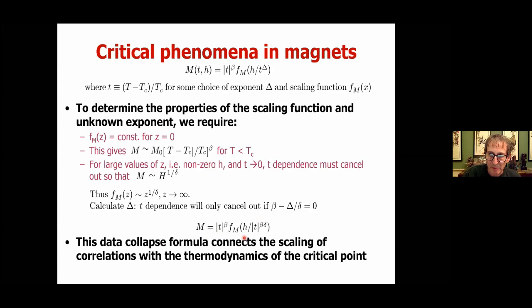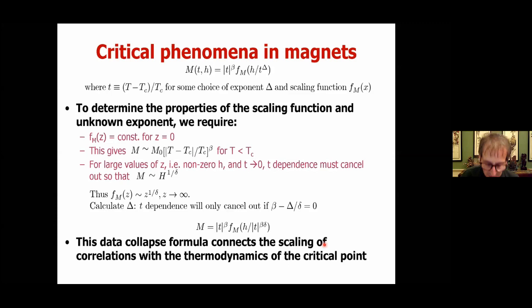This data collapse formula also connects the scaling of correlations with the thermodynamics of the critical point. I'm not going to go into great detail about this because I don't have time, but it's described in my book if you're interested. Here we're talking about the thermodynamics of the critical point, the magnetization and so on, which are derivatives of the free energy. But it turns out that this exponent delta also is related to the scaling of spatial correlations. And so this formula connects the scaling of correlations with the thermodynamics of the critical point. And in fact, all of critical phenomena arises from an interplay between the scaling of correlations and the thermodynamics of the critical point.